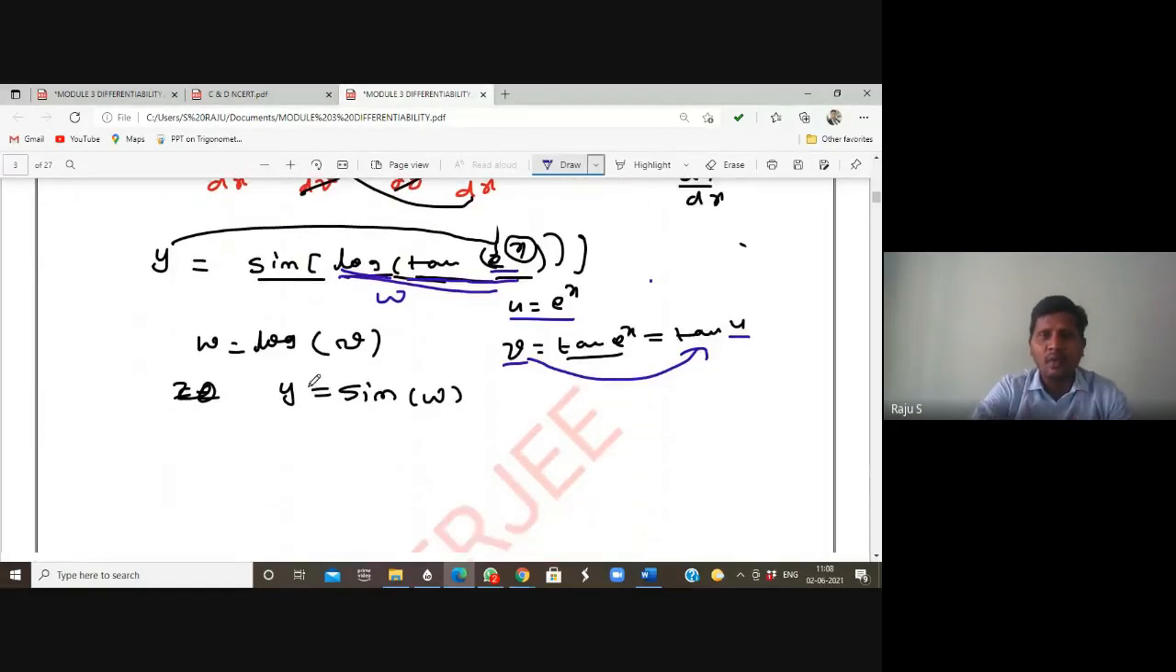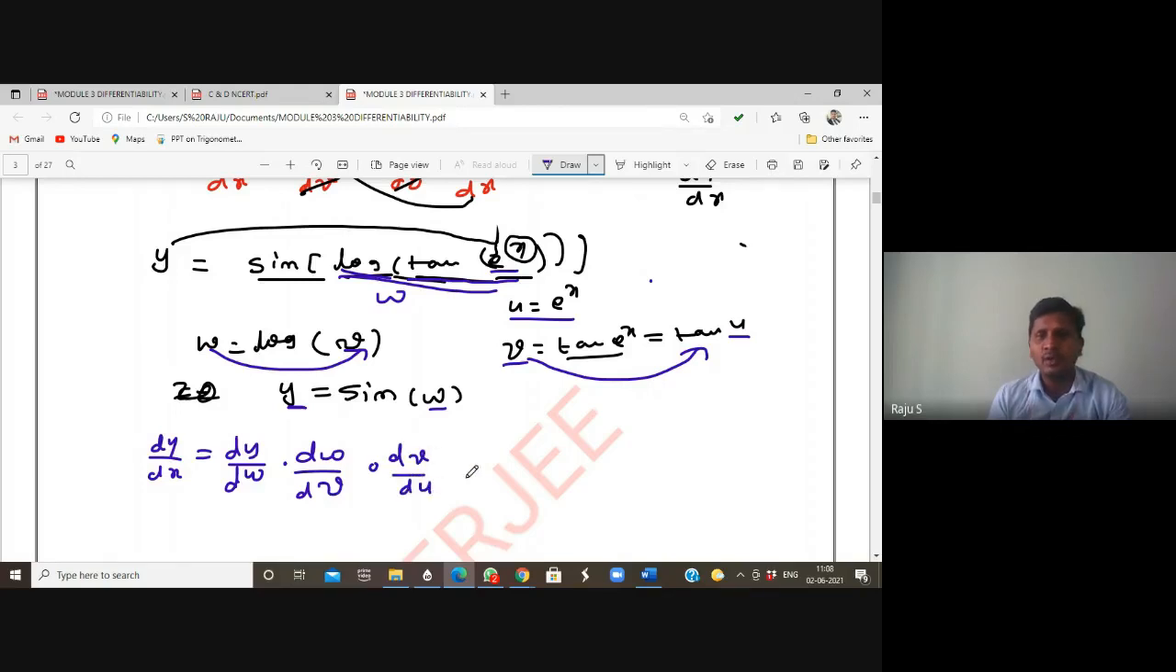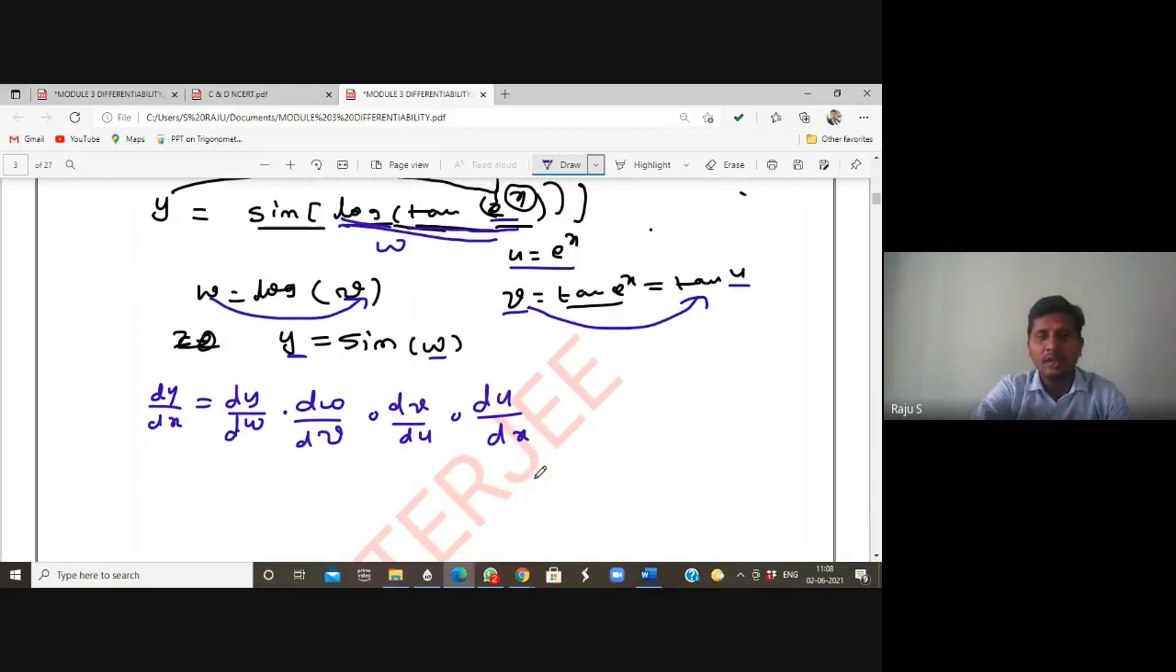See here. So what to do here to find dy by dx? Dy by dx is equal to, y is a function in terms of w, so first you have to find dy by dw. Again w is a function in terms of v. You can find dw by dv. Then v is a function in terms of u, you can find dv by du. Finally, u is a function in terms of x. This process is called chain process, or this rule is called chain rule.